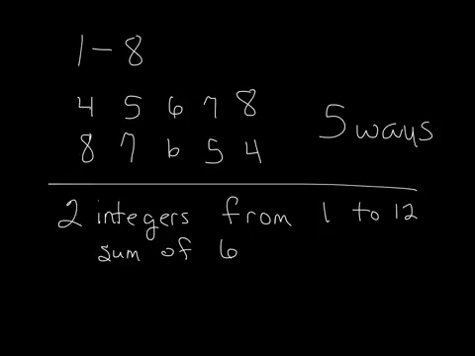So here we get 5 again. If you draw a 1, you would need a 5. If you draw a 2, you would need a 4. If you draw a 3, you would need a 3, and then you could reverse the order. So yes, there are 5 different ways.